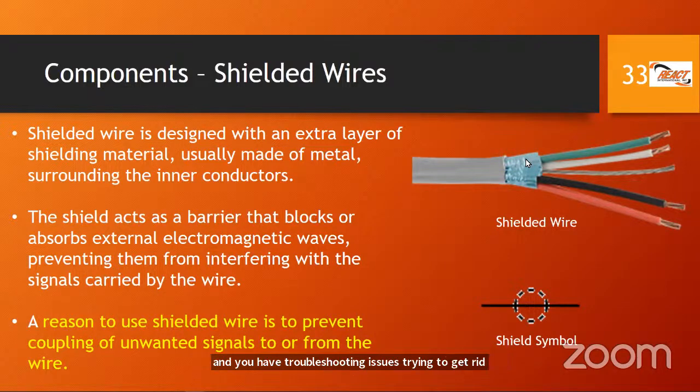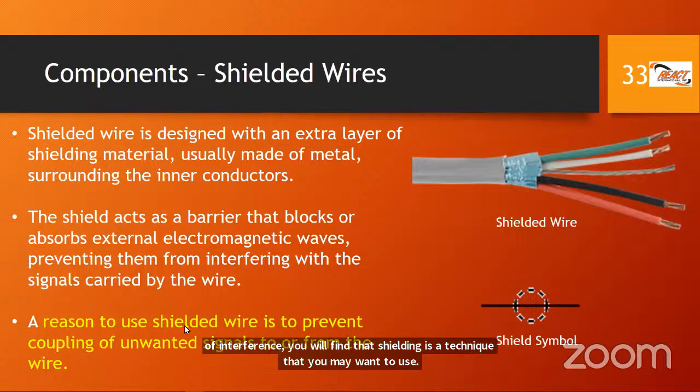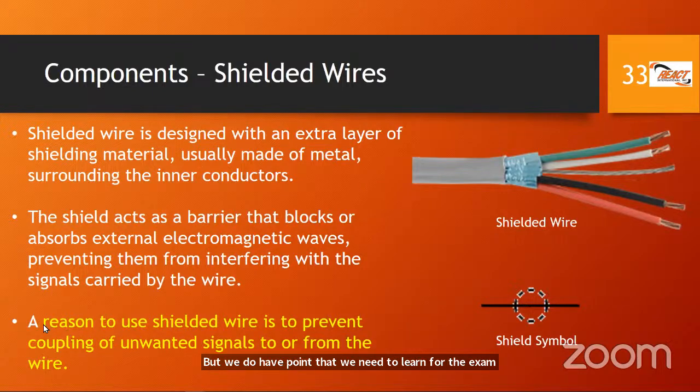But we do have a point that we need to learn for the exam. This is an exam question, which says that a reason to use shielded wire is to prevent coupling of unwanted signals to or from the wire, which is what we just said. We don't want that extraneous signal, electromagnetic interference, those waves coming in and interfering with our wire. So those are unwanted signals. So we shield the wire. That will help reduce that interference.